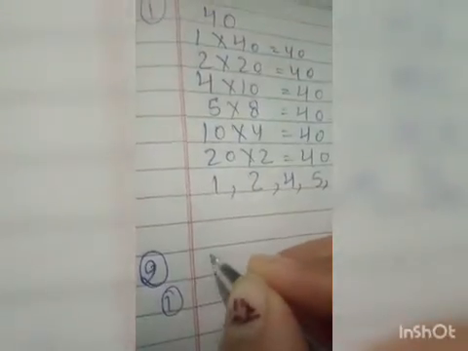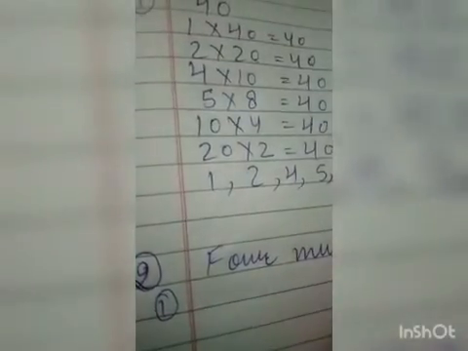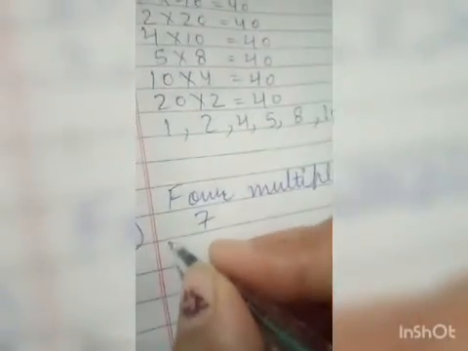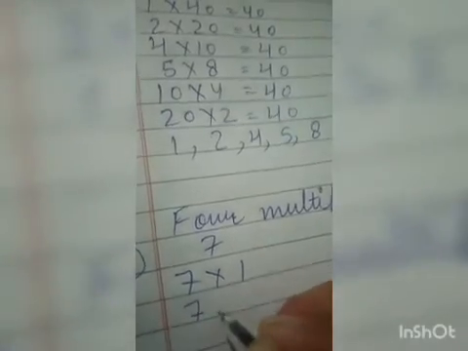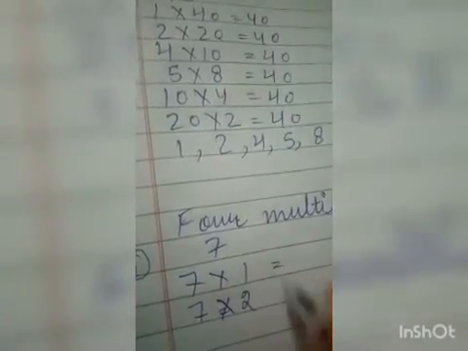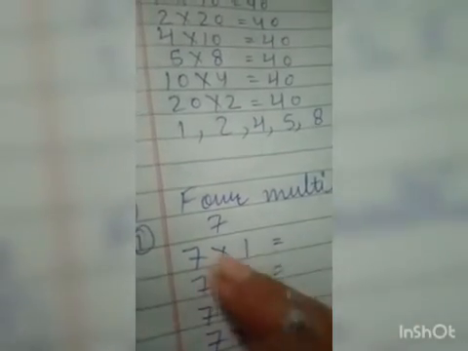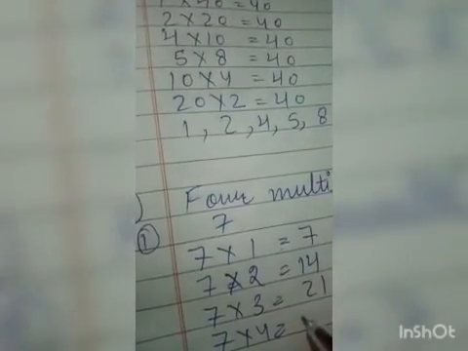My next question is, write 4 multiples of the following numbers. So let's start with question number one. I have to find the 4 multiples of 7. So what are the 4 multiples? 7 ones are 7, 7 twos are 14, 7 threes are 21, 7 fours are 28.